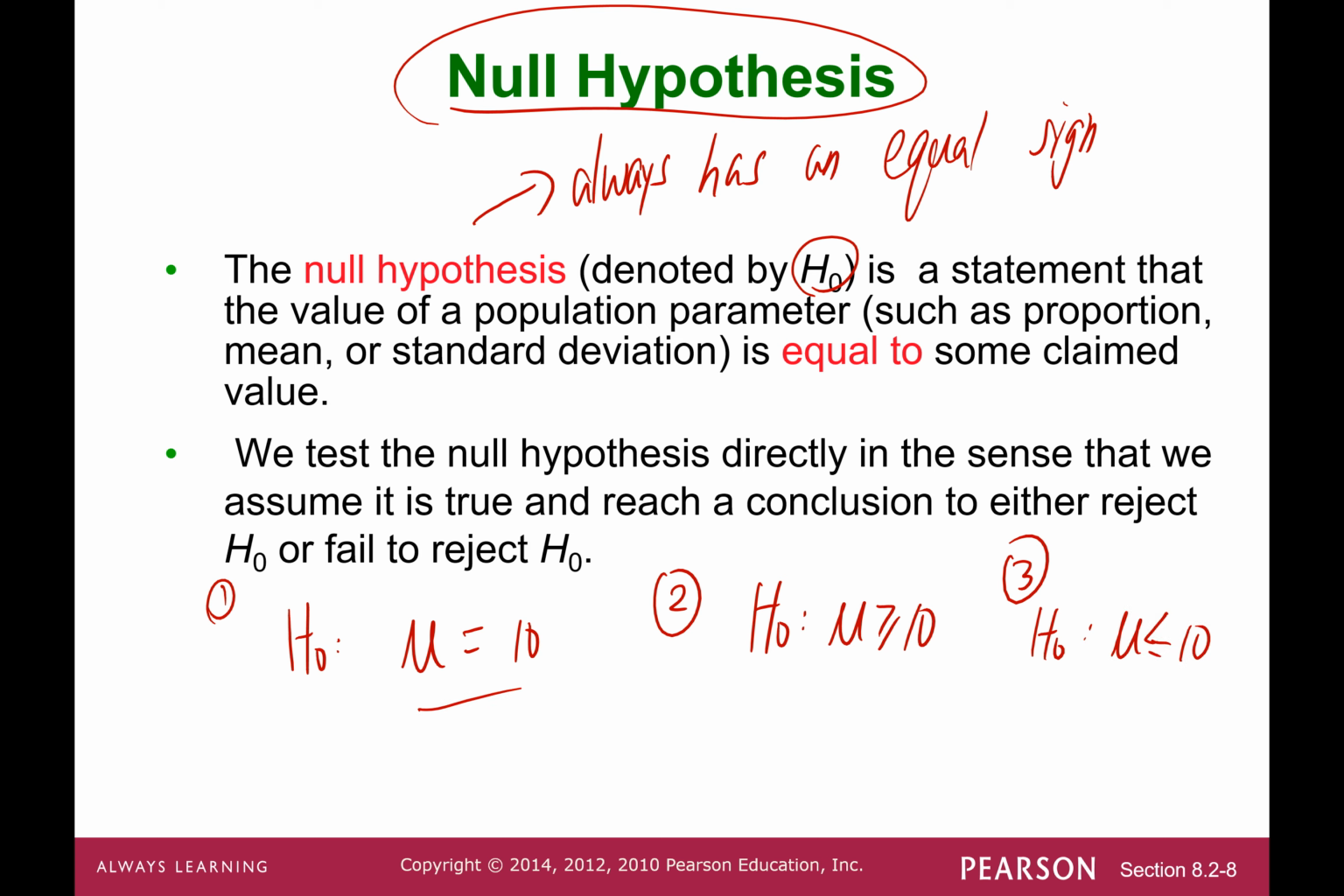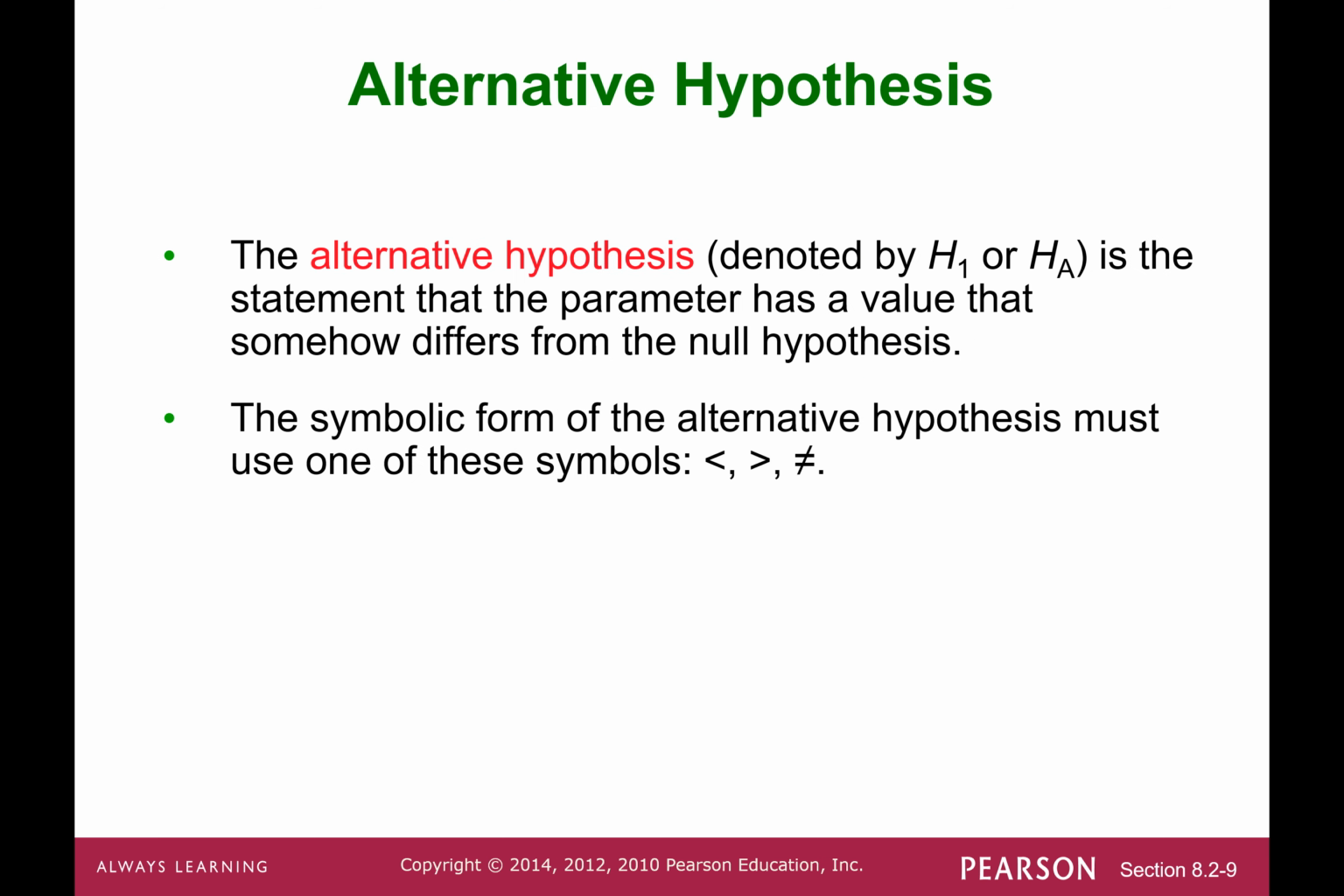Again, if you observe all these three scenarios, the null hypothesis all have an equal sign there, equal to some claimed value. We test the null hypothesis directly in the sense that we assume it's true and then reach the conclusion to either reject H0, or fail to reject H0. Okay. So the null hypothesis is the main focus in the hypothesis testing. It always has the equal sign.